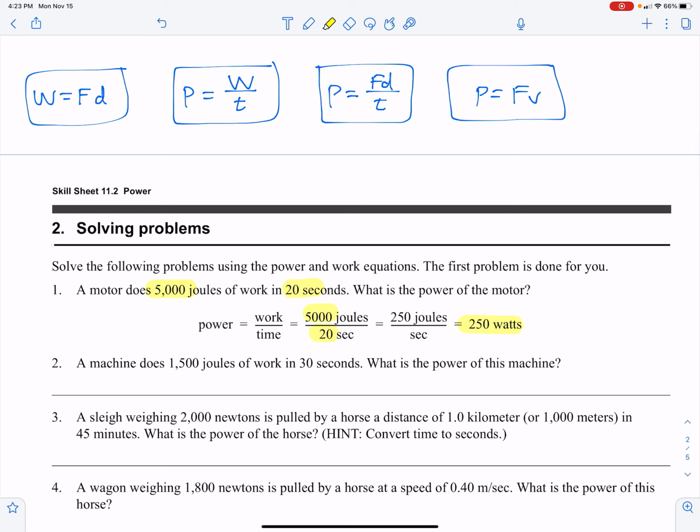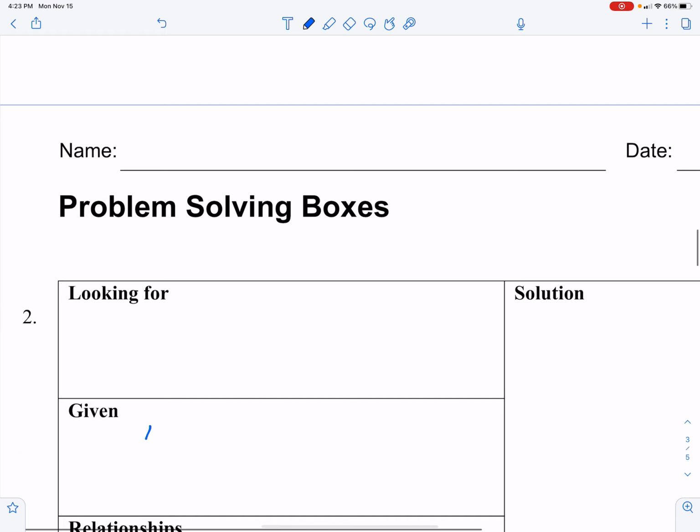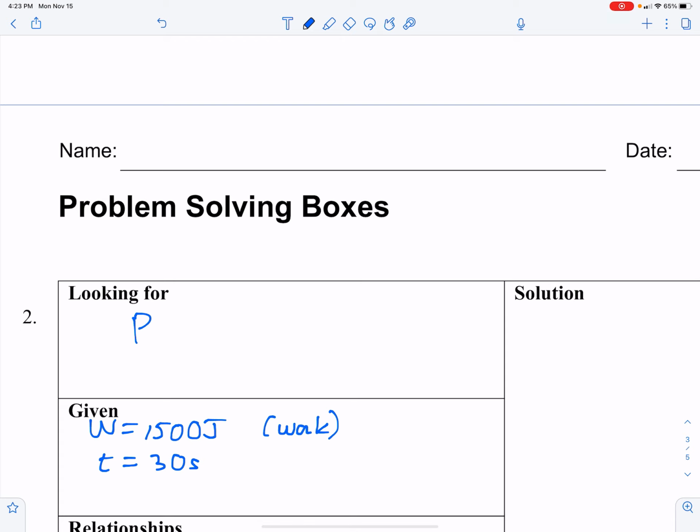Let's take a look at number 2. Number 2, a machine does 1,500 joules of work, that's the work, in 30 seconds, that's the time. What's the power of this machine? We go to our box. 1,500 joules of work in 30 seconds. So this is the work, not the weight. Sometimes it's helpful to write that down because W was a variable used for weight also. So we don't want to confuse too many variables here. And we're looking for mechanical power.